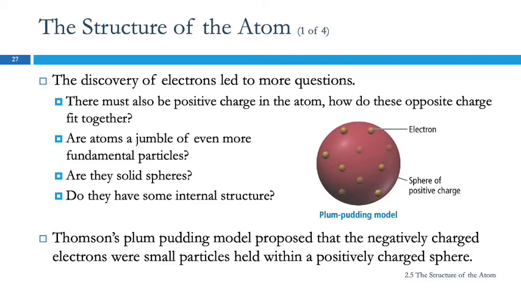So Thomson, the guy who did this cathode ray tube experiment, came up with what's called the plum pudding model. Now, in the United States, we don't eat plum pudding. It's a British thing. The closest thing we have to plum pudding would be like a blueberry muffin.